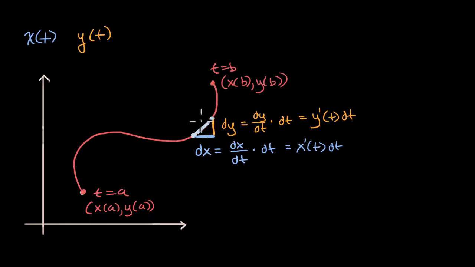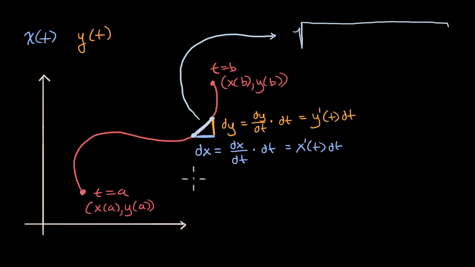Now, based on this, what would be the length of our infinitesimally small arc length right over here? Well, we could just use the Pythagorean theorem. That is going to be the square root of, that's the hypotenuse of this right triangle right over here. So it's going to be the square root of this squared plus this squared. So the stuff in blue squared, dx squared, we could rewrite that as x prime of t dt squared plus this squared, which is y prime of t dt squared.